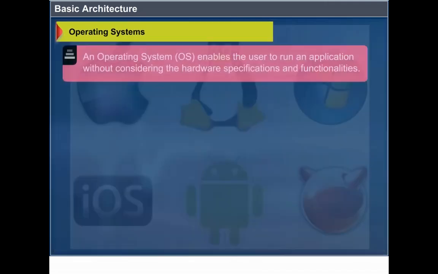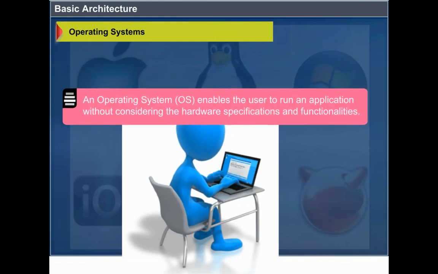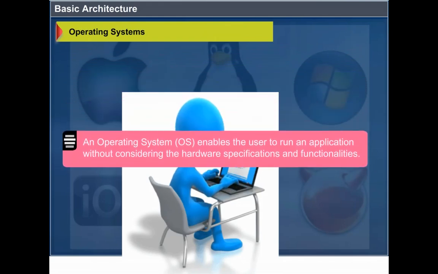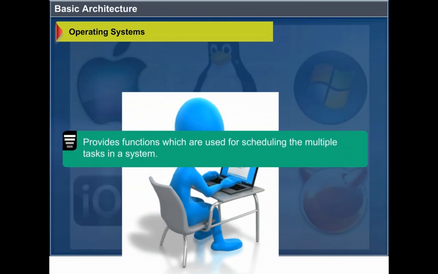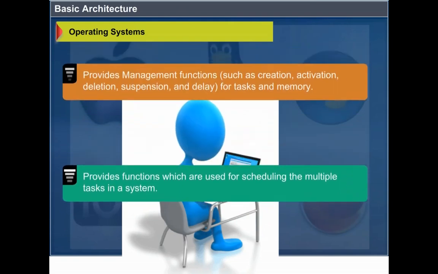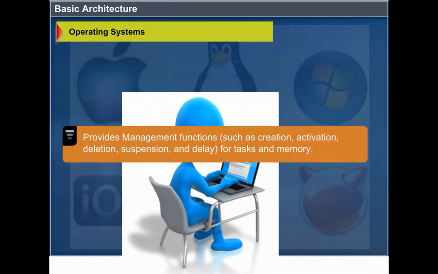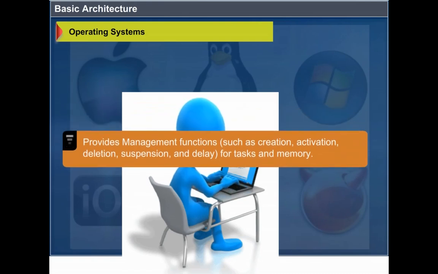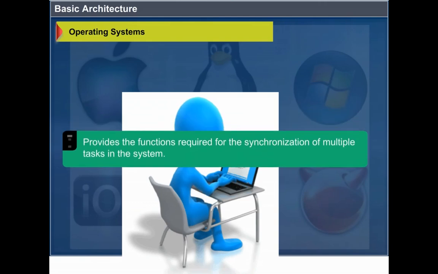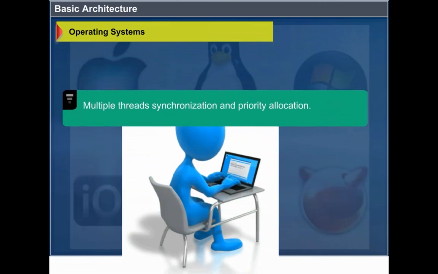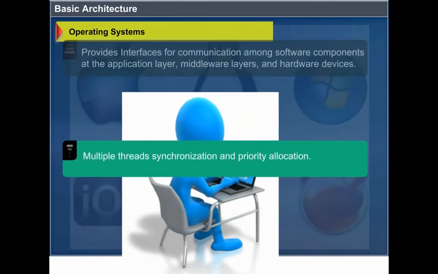Operating systems. An operating system enables the user to run an application without considering the hardware specifications and functionalities. Provides functions which are used for scheduling the multiple tasks in a system. Provides management functions such as creation, activation, deletion, suspension, and delay for tasks and memory. Provides the functions required for the synchronization of multiple tasks in the system. Multiple thread synchronization and priority allocation.